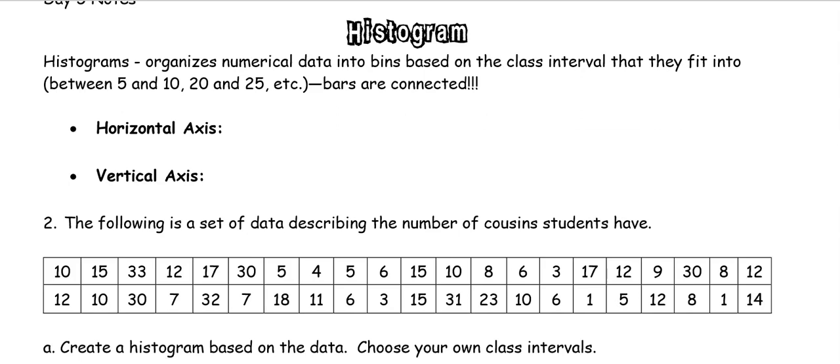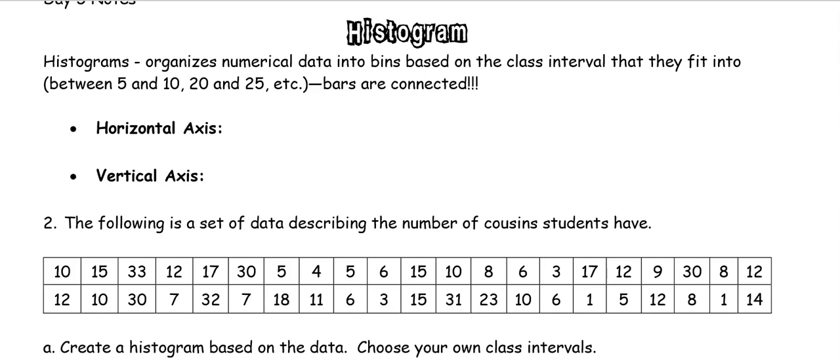Histograms organize numerical data in bins based on the class interval that they fit into. So whether we want to group it by 5s, 10s, 20, 25, etc. And the bars are connected. So histograms are different than the bar graphs that we talked about. They're very similar, but they are different. So you remember that bar graphs are separated and they are for categorical data. Histograms are connected and they are for numerical data.